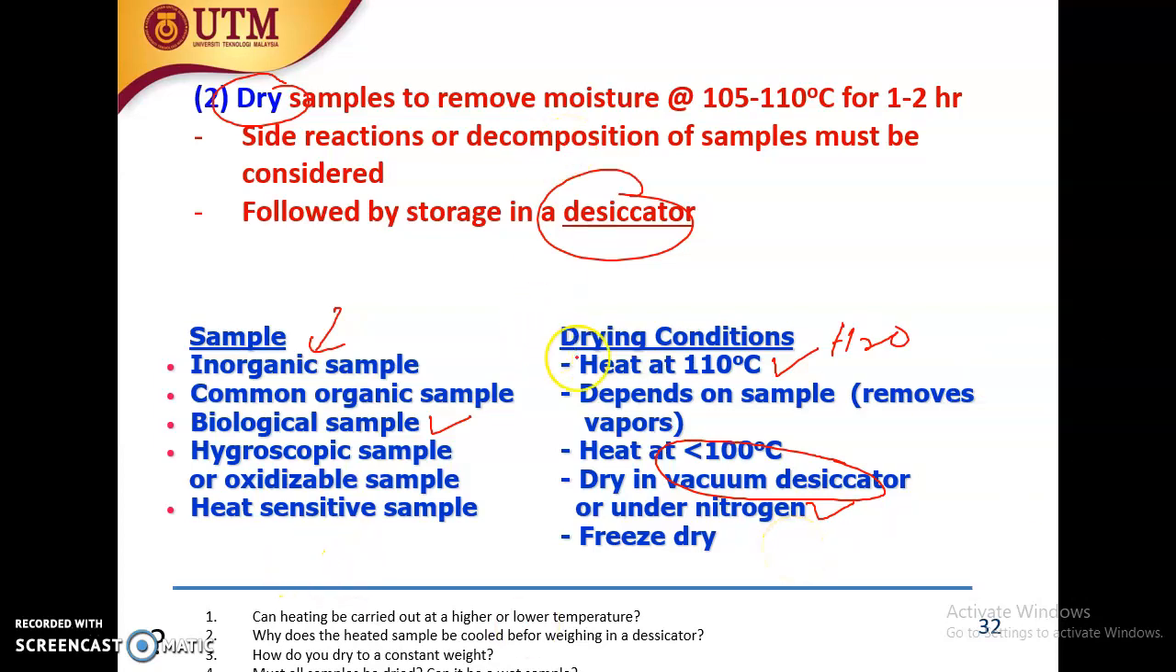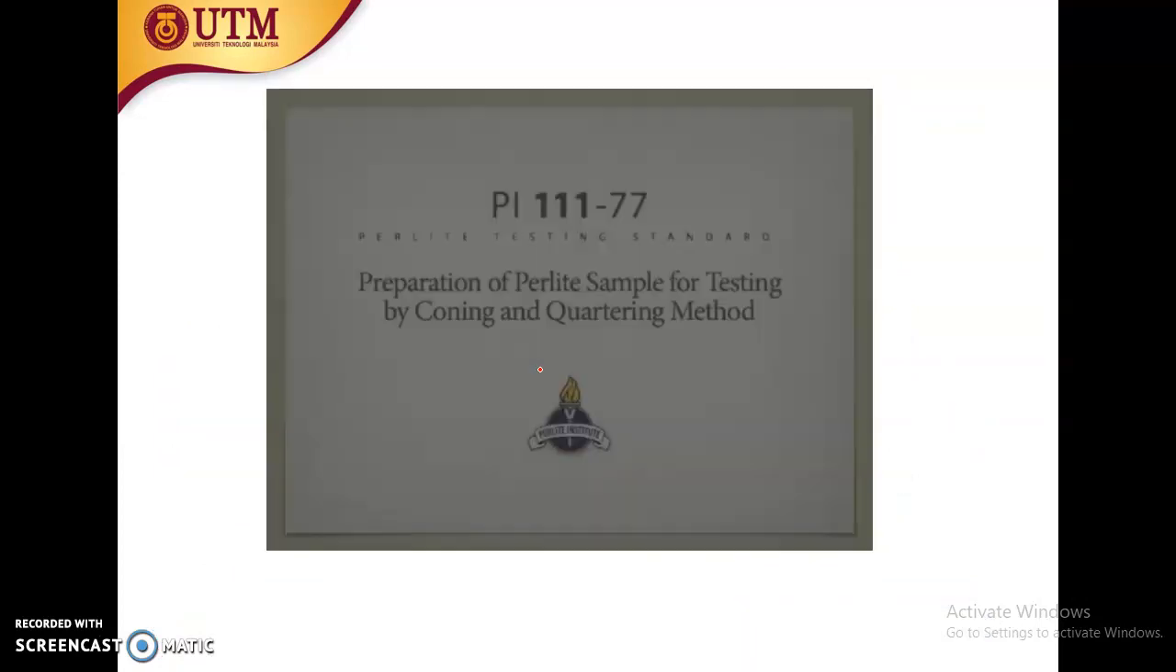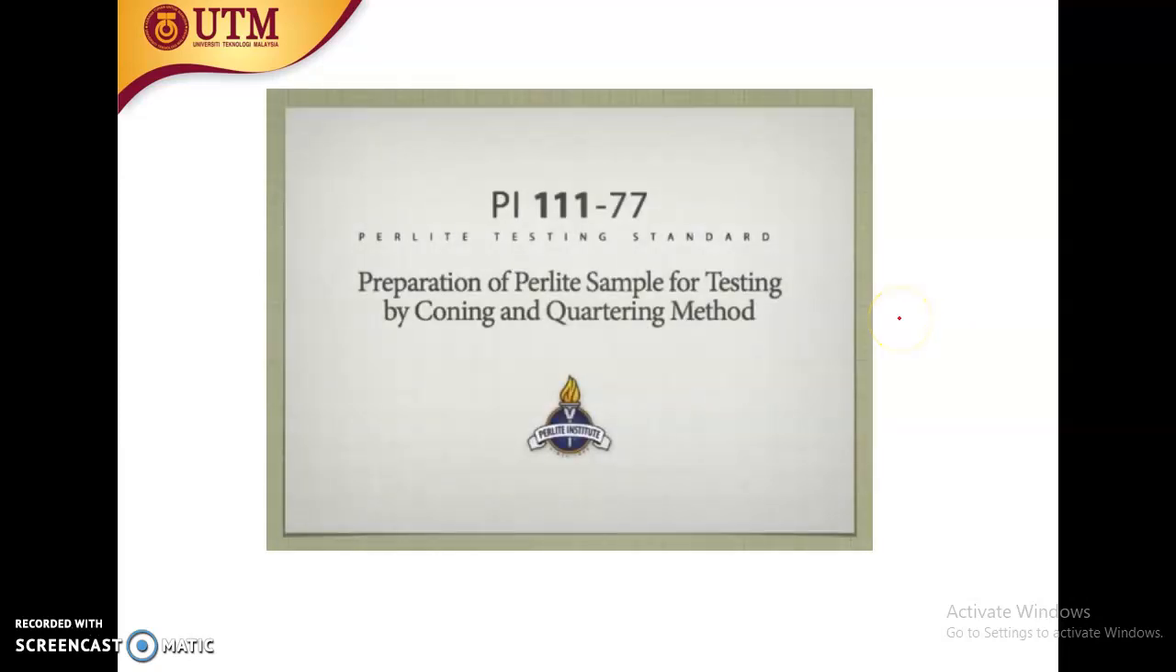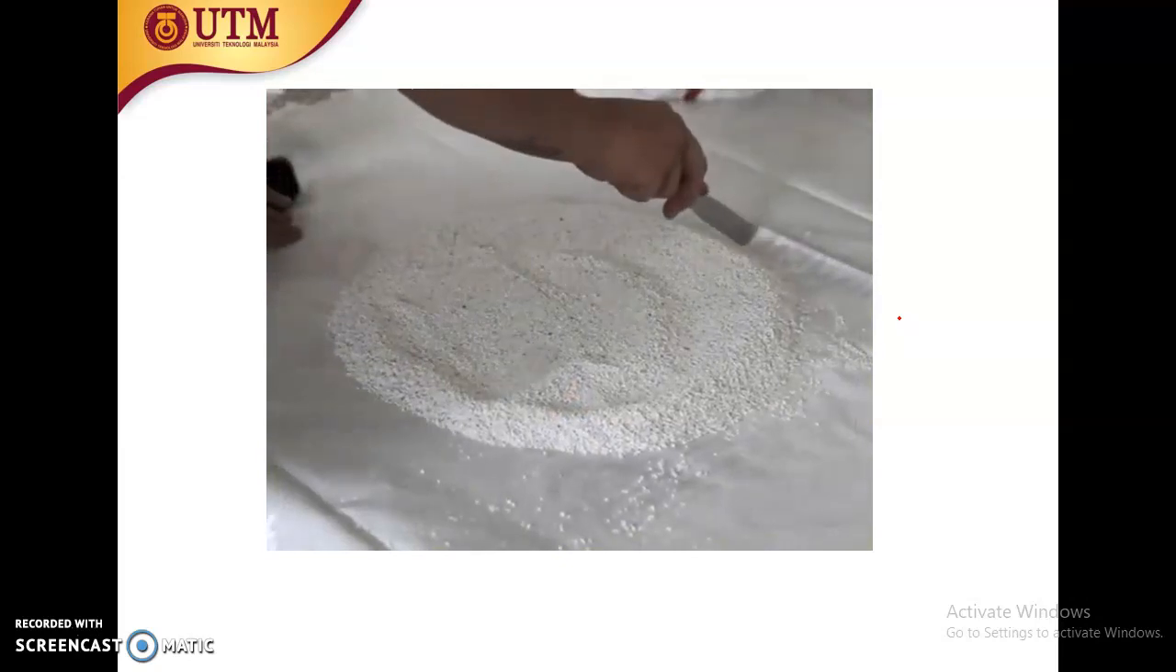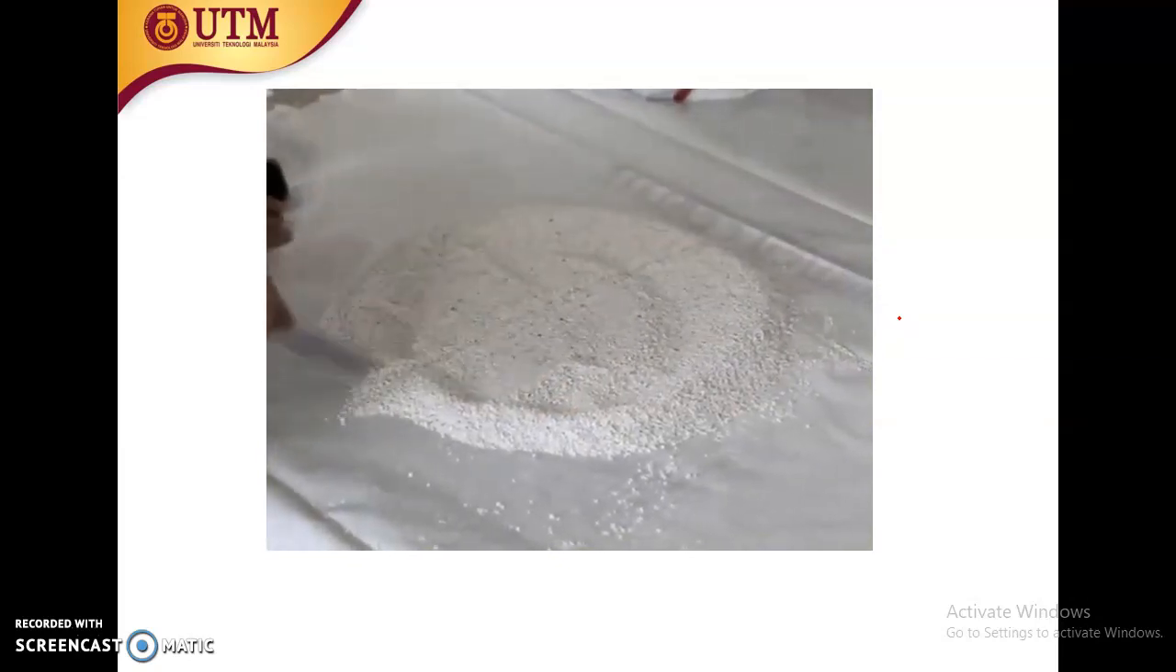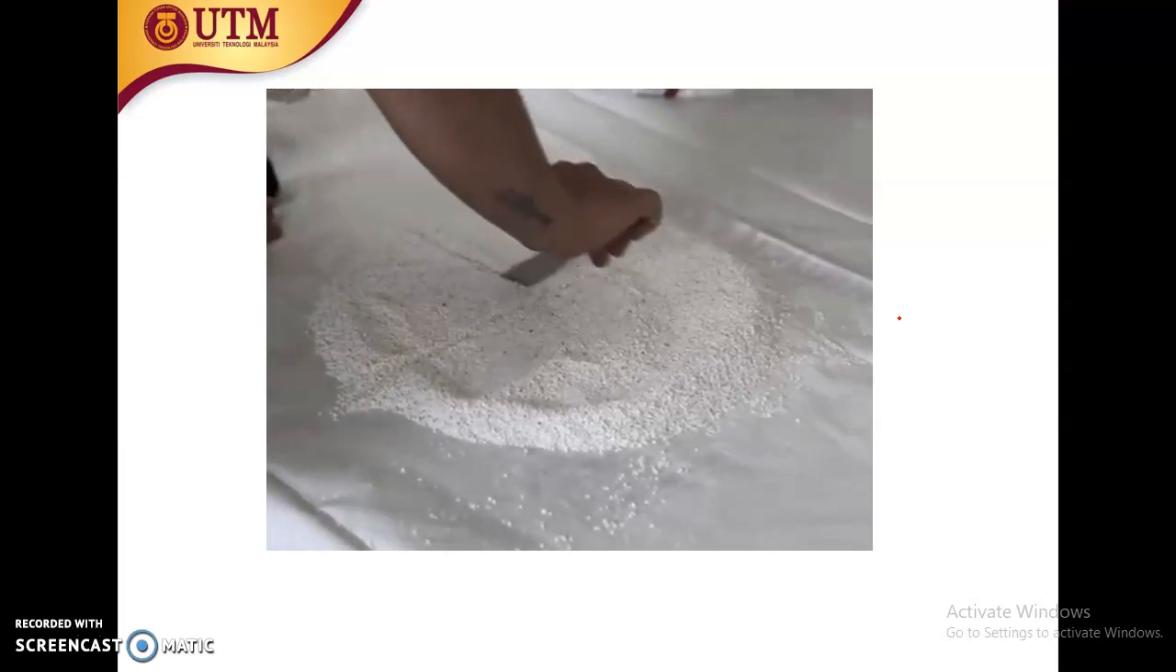Okay, I put over here several questions for you to think of. Try and answer it, and you can also put inside the WhatsApp group for us to discuss. This procedure is applicable. So this is the video of doing coning and quartering. So watch the video first, and then after this I will explain in the next video.